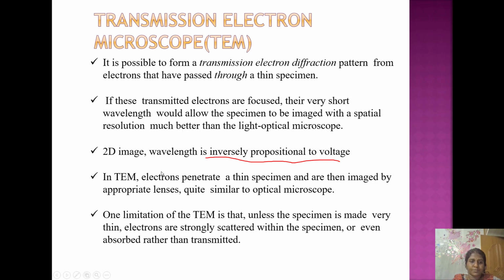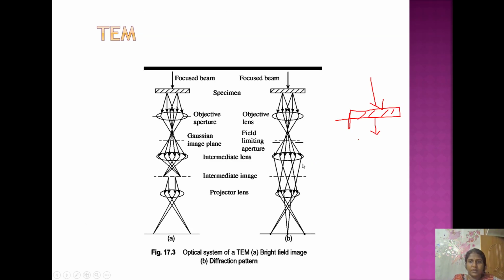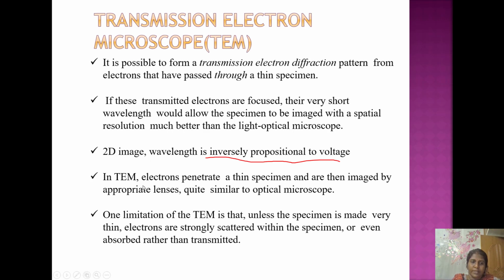In TEM, this is the specimen. We pass the electron beam. Some electrons are scattered, as Auger electrons, secondary electrons, and backscattered electrons. The unscattered electrons pass through the specimen, and from that we get the image on a fluorescent screen. That is the principle behind the TEM. We get a 2D image in TEM.